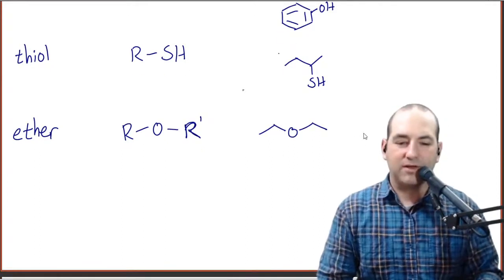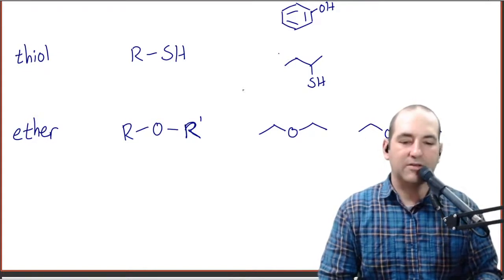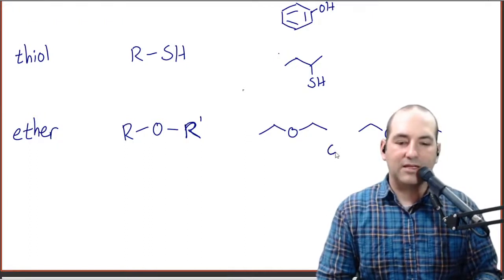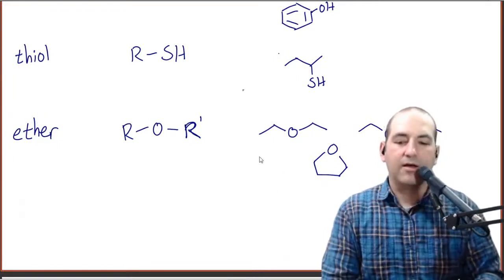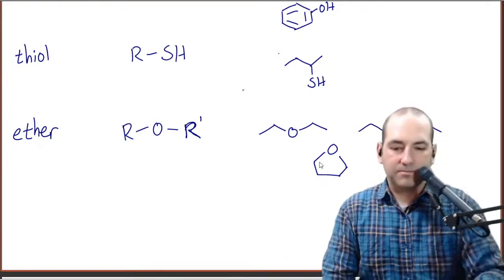But you can have something like this. You can have different size carbons on either side. You can have ethers inside of rings, which are common solvents, like this one known as THF, tetrahydrofuran. Those are all examples of ethers.